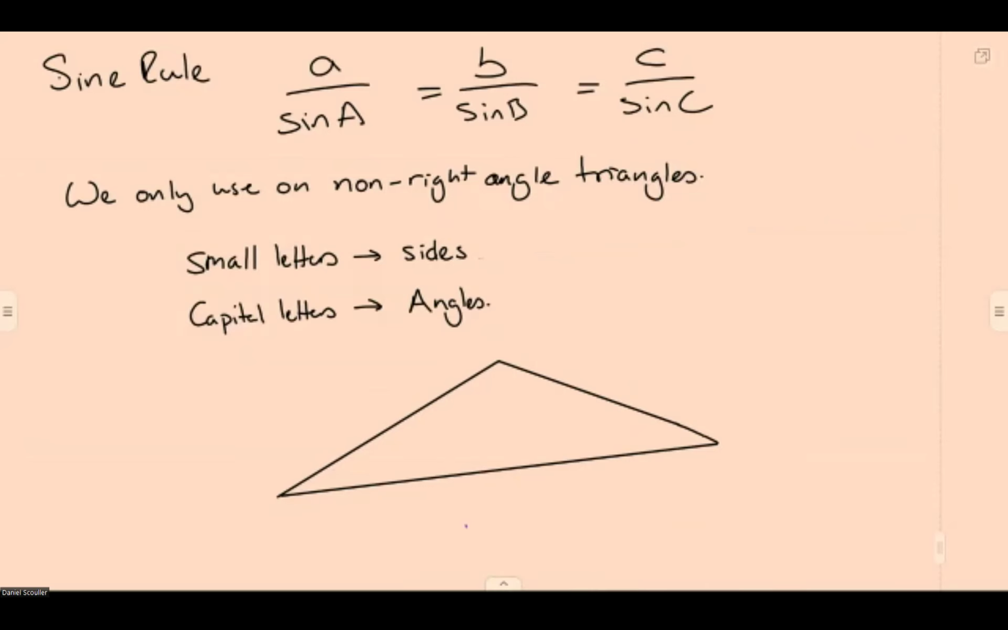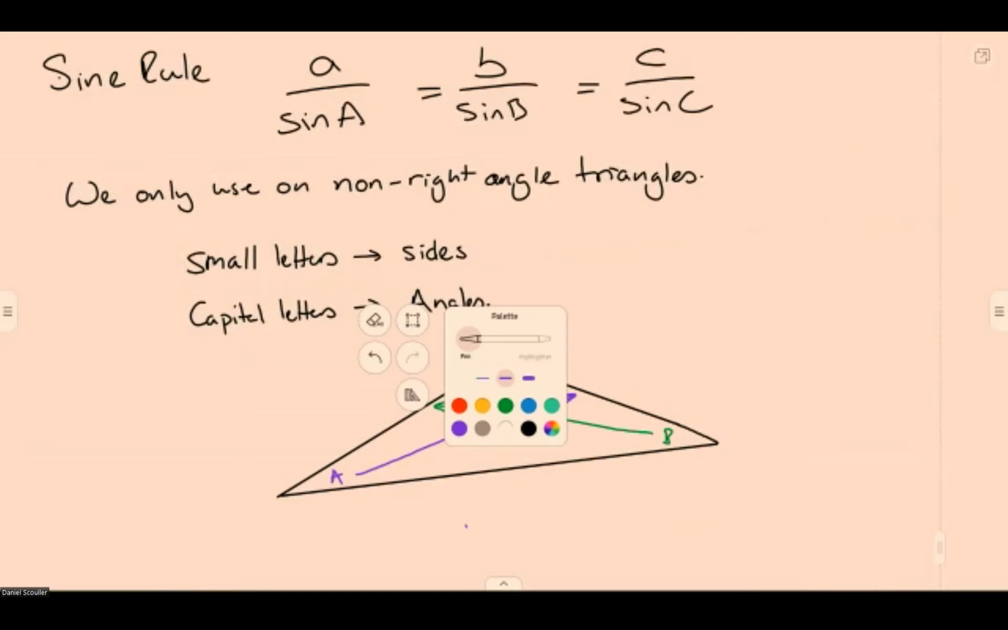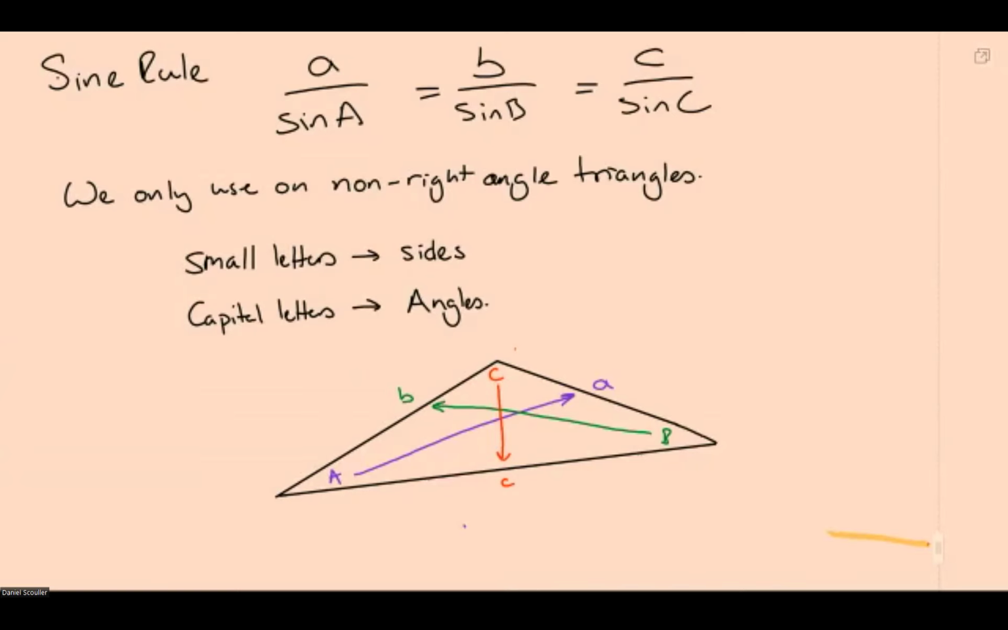So if that is angle A, side A would be opposite that. That was angle B, side B is opposite. That's angle C, side C is opposite. So labeling the triangle is really, really important as we go through this, and it doesn't get any less important as we go into the cosine rule.